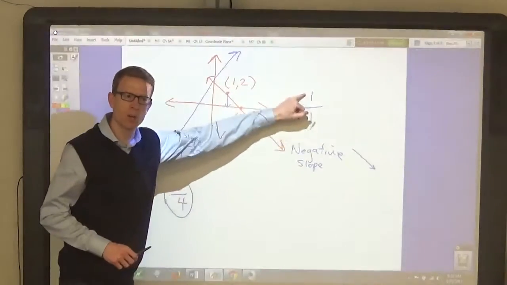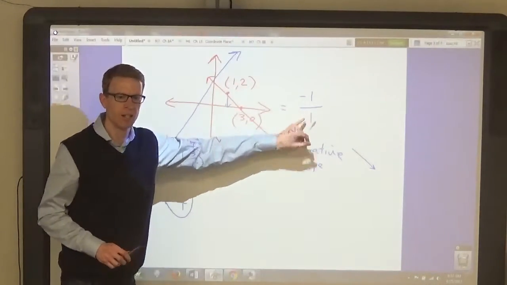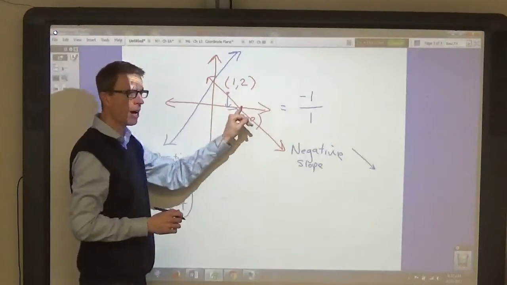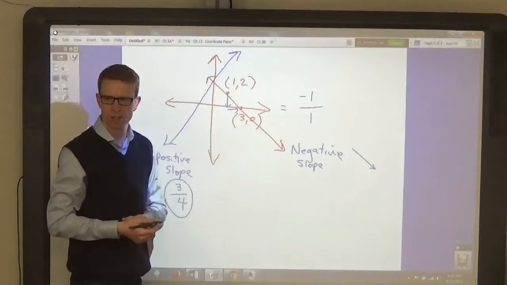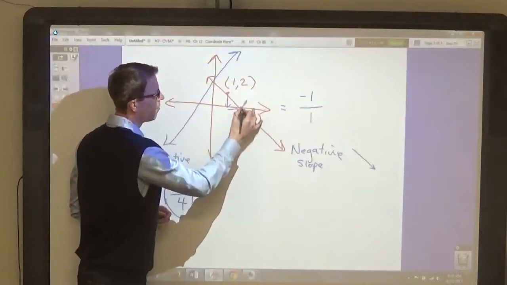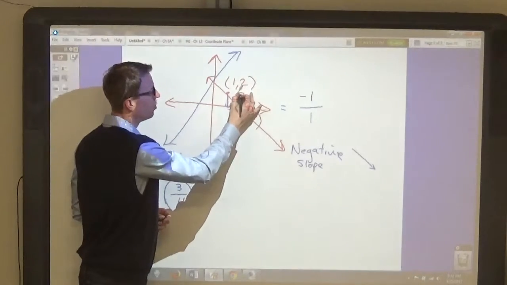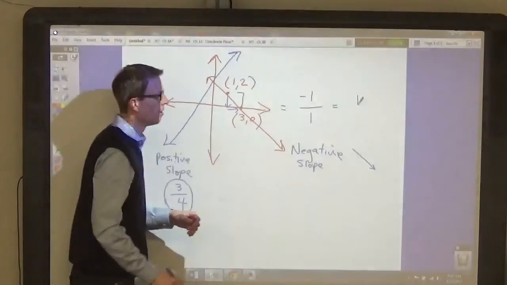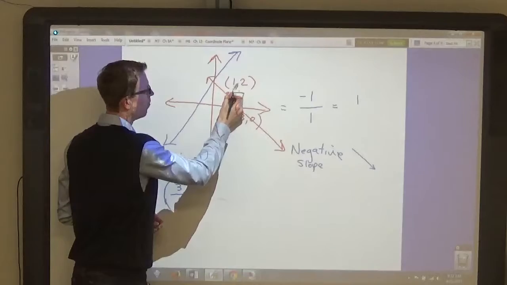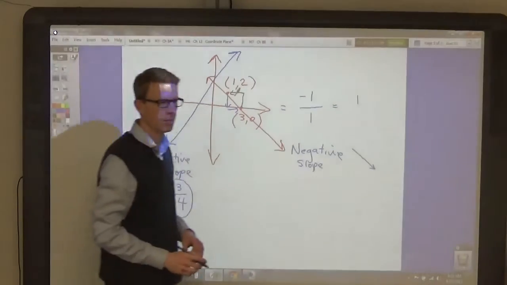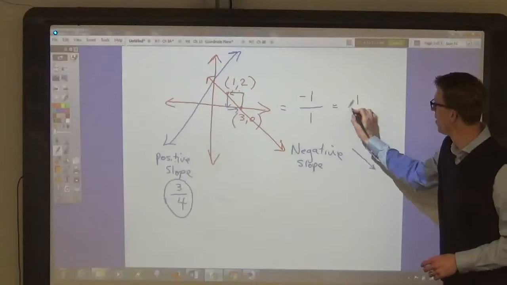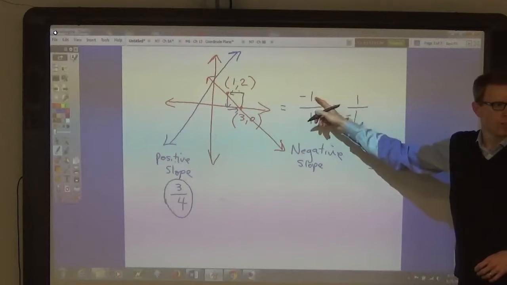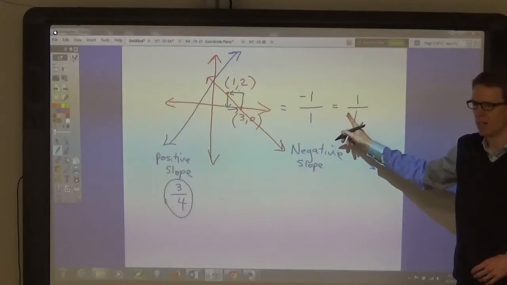This gives us a negative slope. Okay? Now, we could count it the reverse direction. We could count up and then left. Right? So we could go from this point, count up to 2, which is a rise of 1. But then it's a move to the left of 1. So then the run is negative. Does it still give us the same slope? Yeah, it's still negative, isn't it?